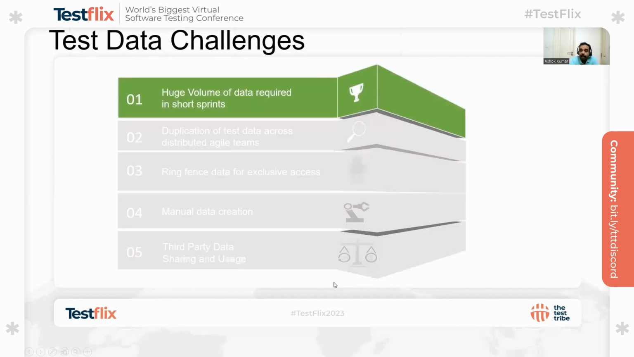The first one being, in an agile sprint, testing is always pushed into the fag end of the sprint. And there is always a situation wherein huge volumes of data might be required in very short spans of time. If the testing itself is pushed to the end of the sprint, the teams cannot afford to spend more time creating test data itself. And spending more time on test data will actually push the testing timelines further.